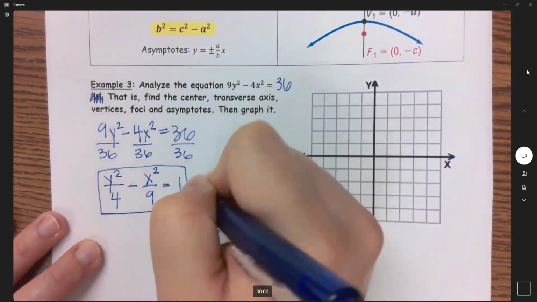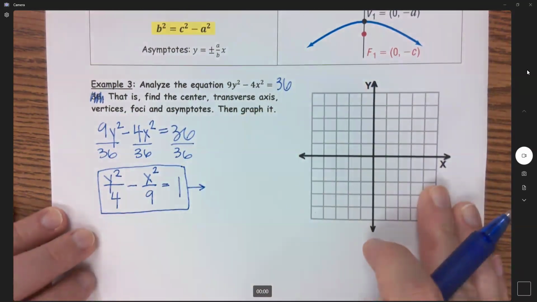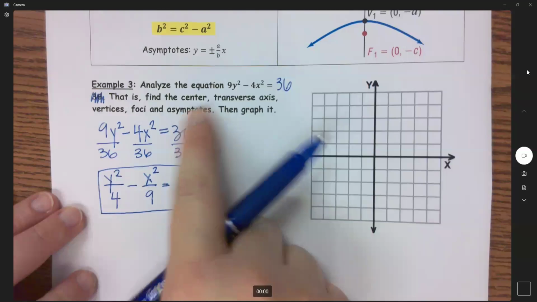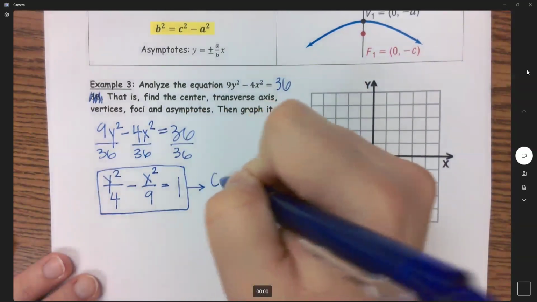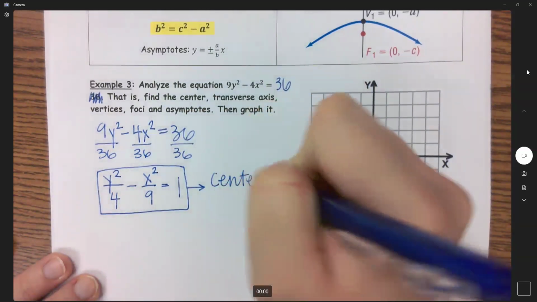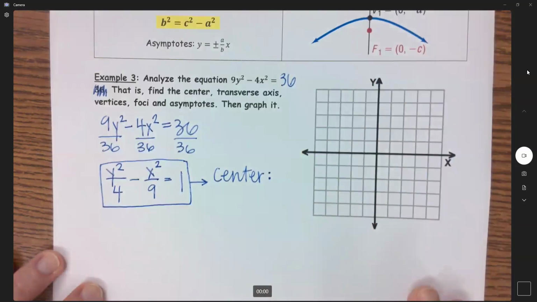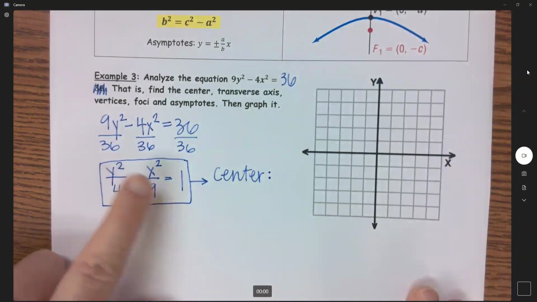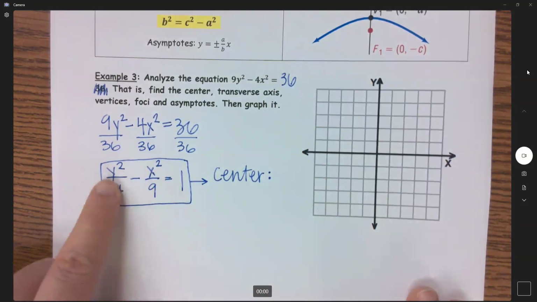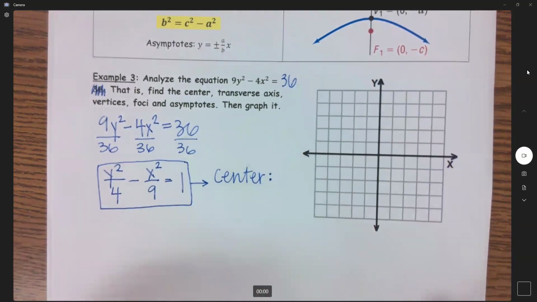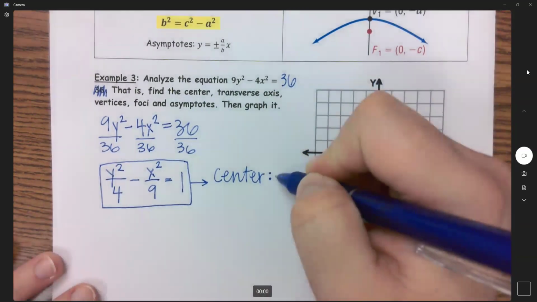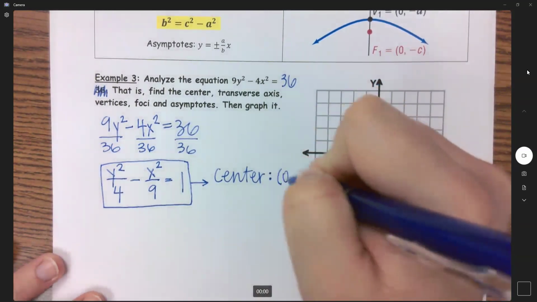Okay, so now I'm going to use this to get all of my information. So I can go ahead and find the center and the transverse axis. I typically like starting with the transverse, but it asks for center first. So that's not hard. Because these are x squared and y squared, no h, no k, nothing in parentheses, our center is at 0, 0.